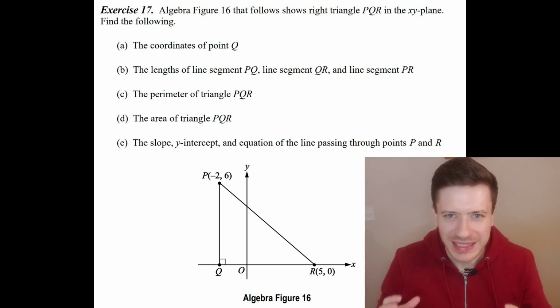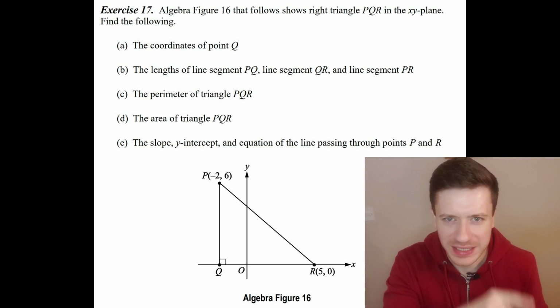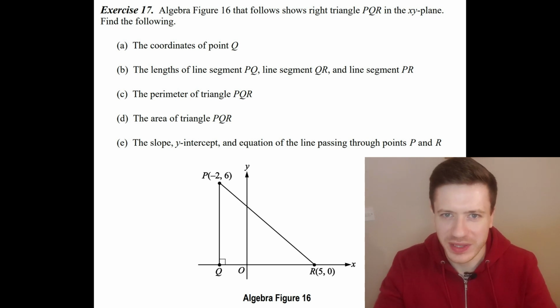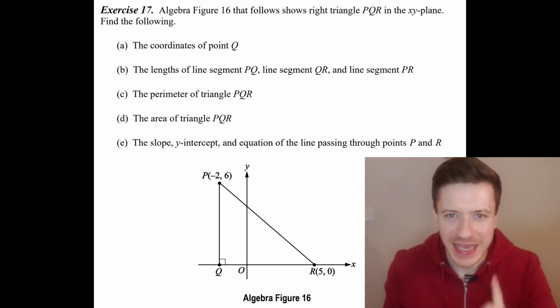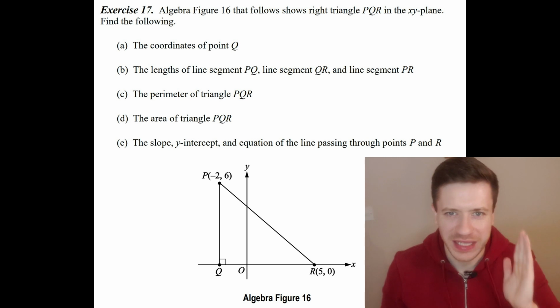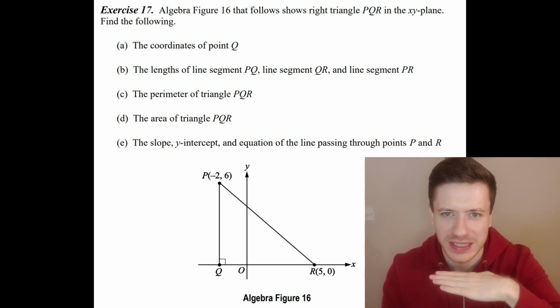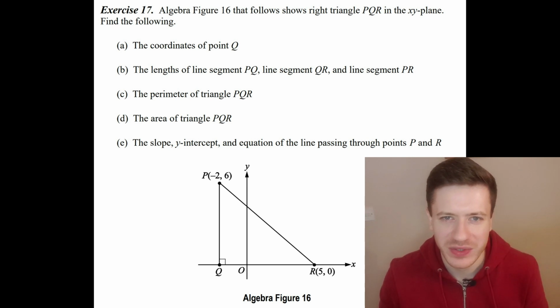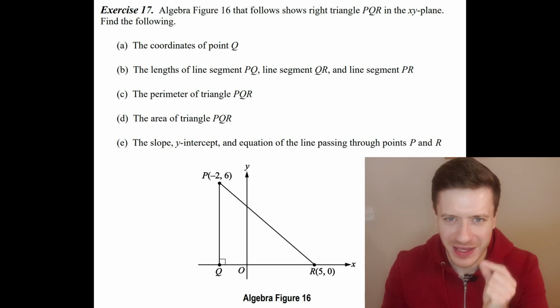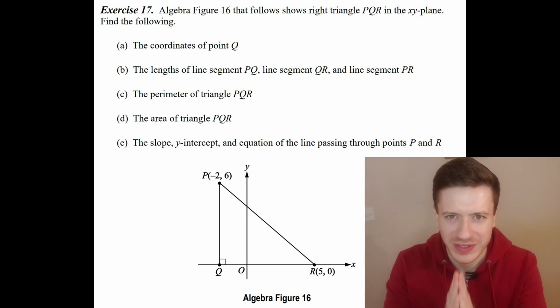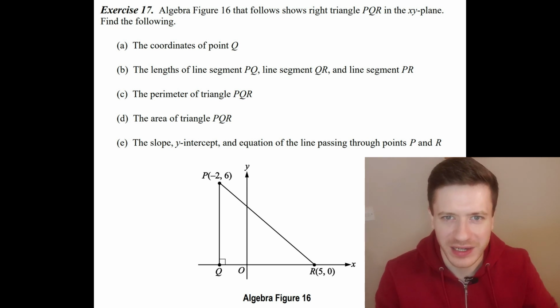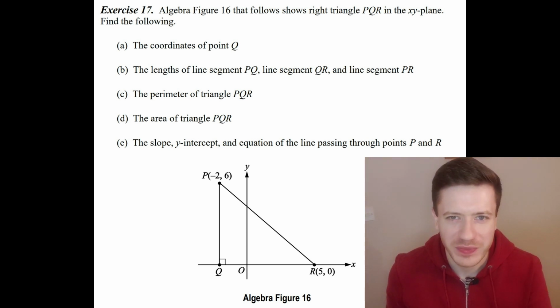Question C is easier. The perimeter, you just add up 6, 7 and the 9.2, and that's your perimeter, that's fine. Likewise, the area shouldn't cause you any problems. That's just the base of 7 times the height of 6, divide by 2. 7 times 6 divided by 2 is, I believe, 21. It's the part E that I want to cover, because that covers what we've done in the earlier part of this video. What is the slope, y-intercept, and the equation of the line going between P and R?